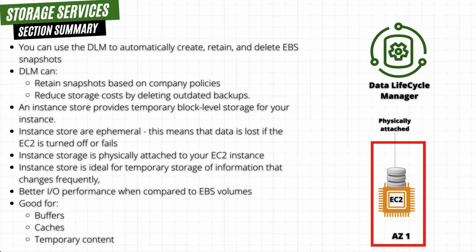Don't forget about the instance store volumes, which are physically attached at the local level to the EC2 instance. This type of storage is ephemeral, which is a fancy term that means the data will be lost if the EC2 instance fails or is turned off. Instance store volumes are good for short-lived data like buffers, caches, and any other type of temporary data that is generated by the application or service you have running on your EC2 instance.